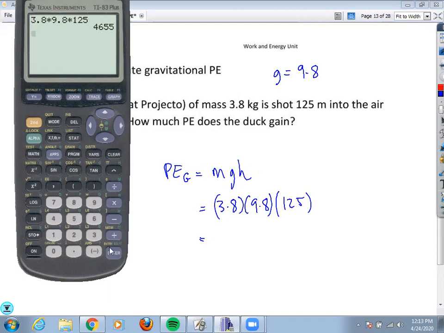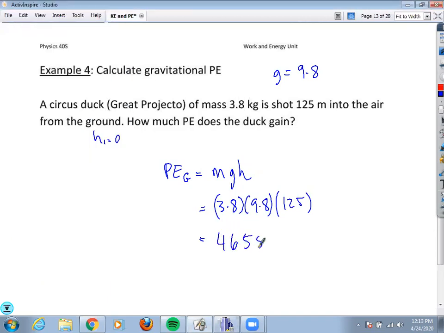We get 4,655 joules. To 2 sig figs, 4,600 joules. Gravitational potential energy.